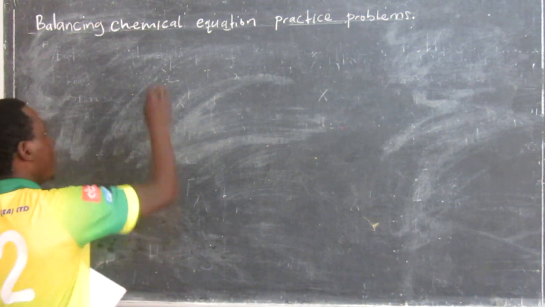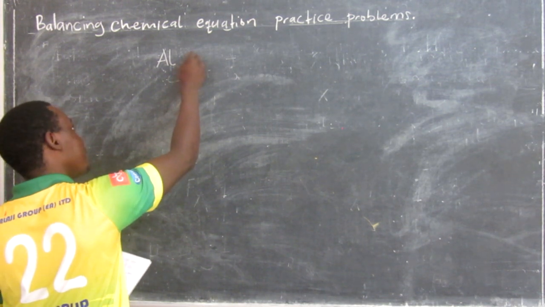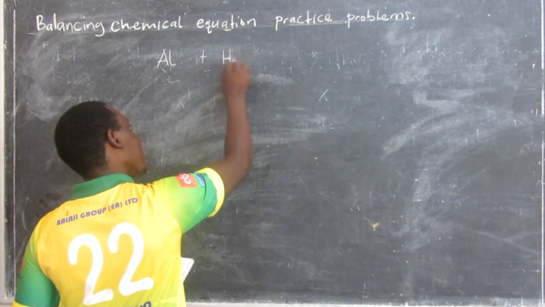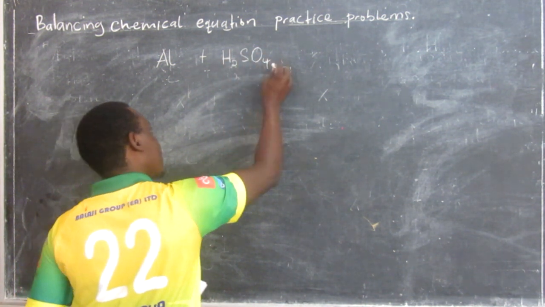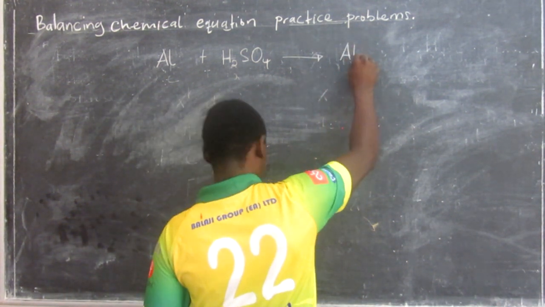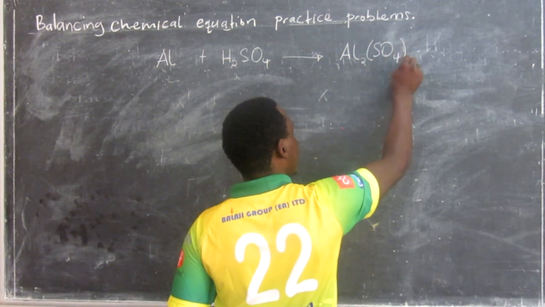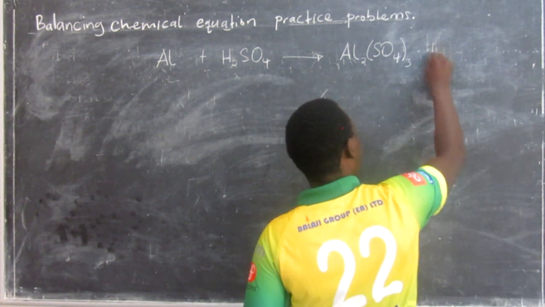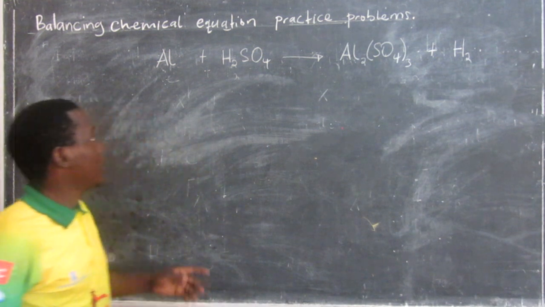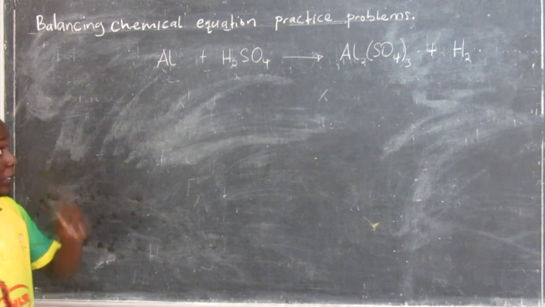That example is going to be aluminium plus sulfuric acid. It's going to give us aluminium sulfate. Aluminium plus sulfuric acid, giving us aluminium sulfate plus hydrogen.